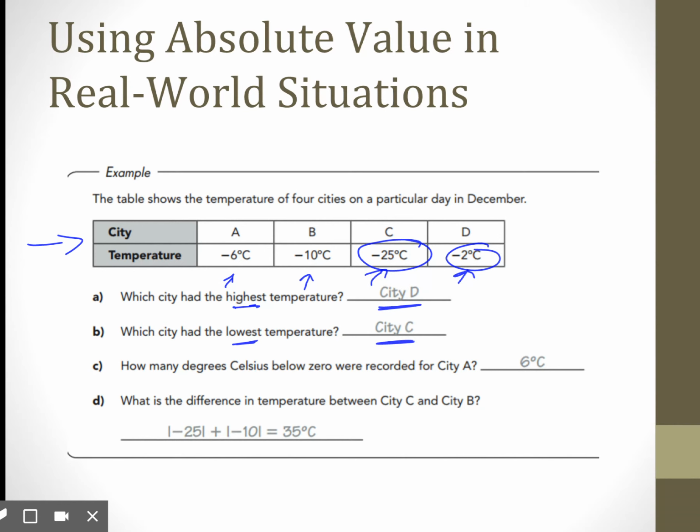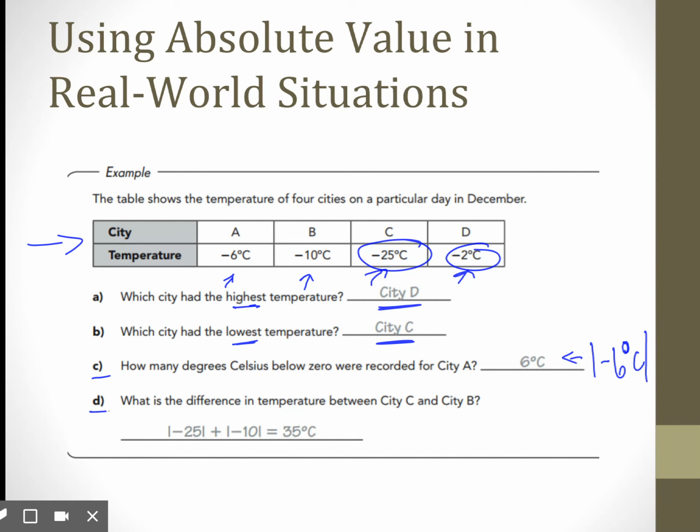Question C, how many degrees Celsius below 0 were recorded for City A? Below is a distance question, so they're just simply asking us what's the absolute value for City A. So I put -6 degrees Celsius inside my absolute value bars, and that's where 6 degrees comes from.